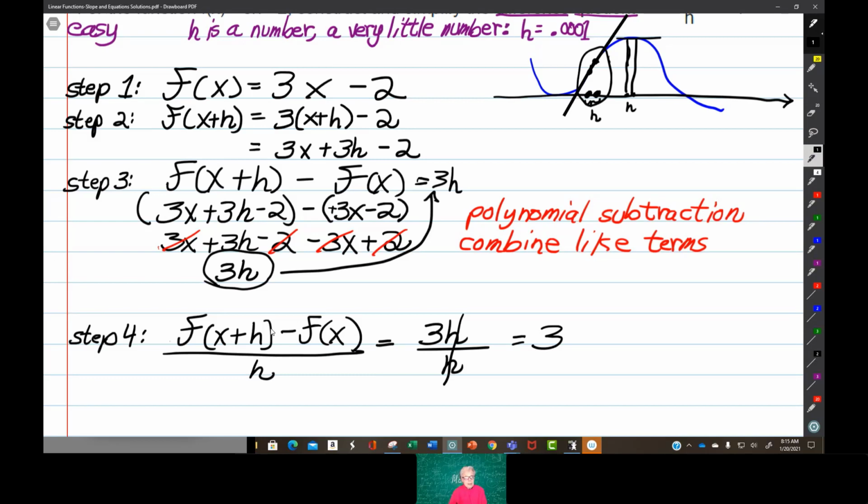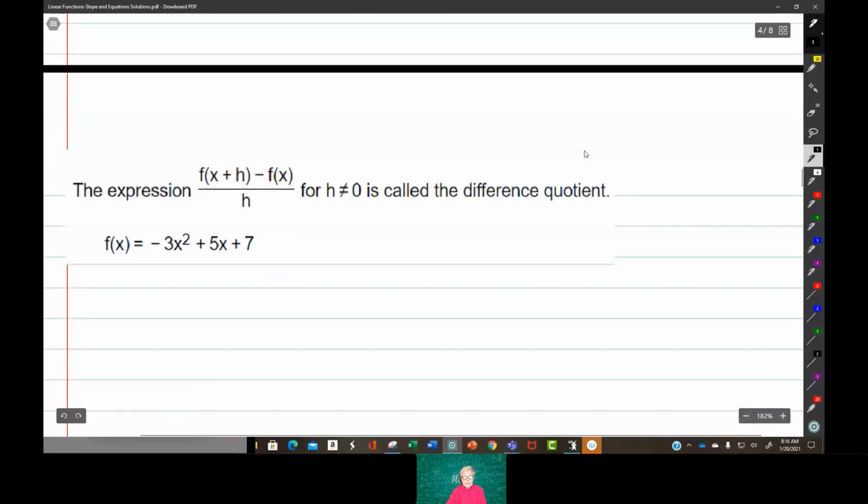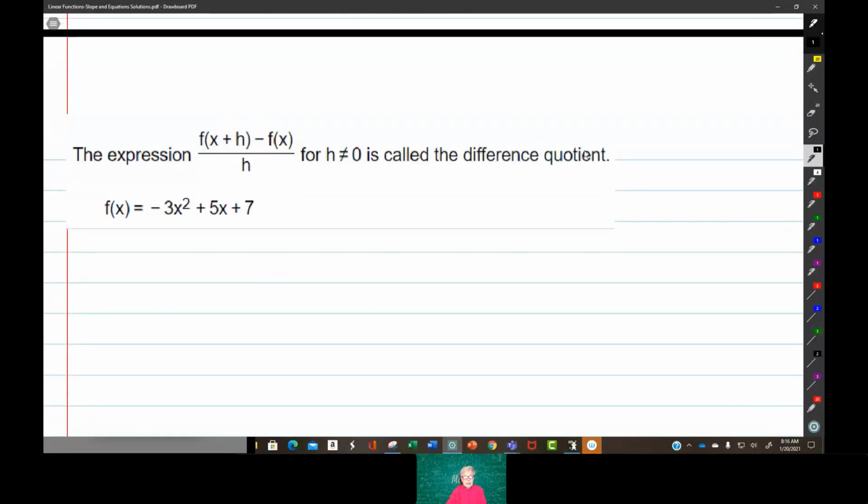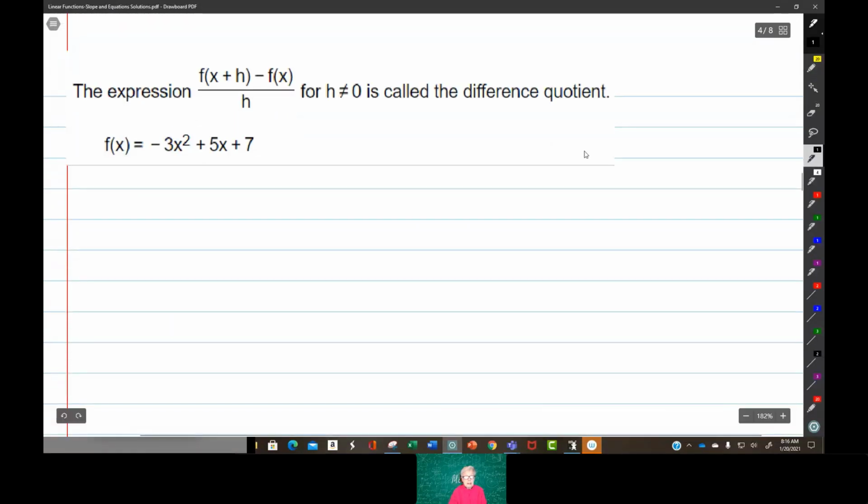Now we're going to do a harder one that you have to stop and think about each step. The answer is not obvious. This is our f of x, negative 3x squared plus 5x plus 7. And we are going to find the difference quotient.